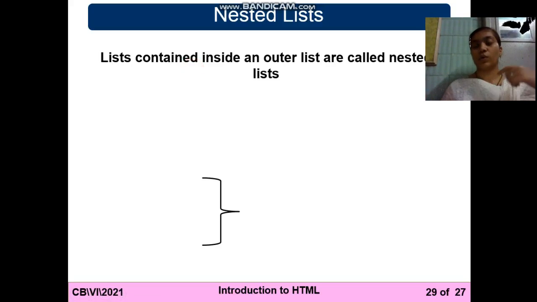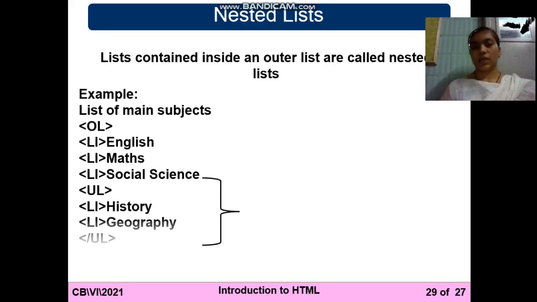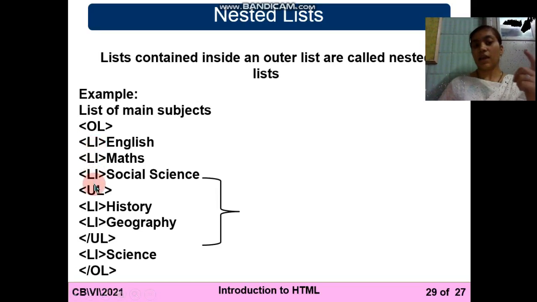For example, you write an OL, meaning ordered list, and you want to give a description for one of the topics, then you can use a UL for the bullets. Here is one example given. First it will use the OL, then LI, and in between it will use the UL.